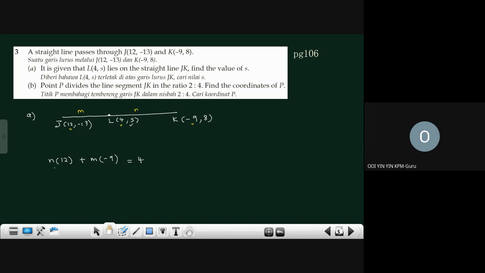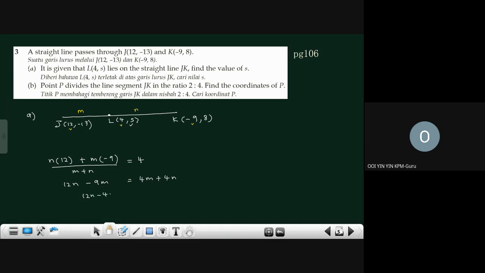Okay, and then all this we divide with m plus n like this, and then we'll give you 4. So from here, 12n minus 9m. And then for m plus n, you move the 4 here, it becomes multiply, becoming 4m plus 4n, like this. Then from here, your m and m move to the same side, your n and n move to the same side.